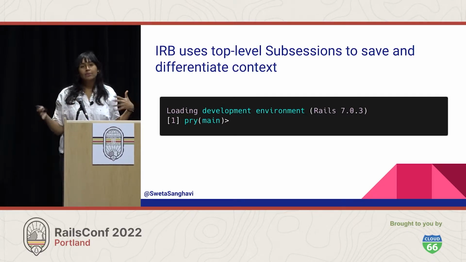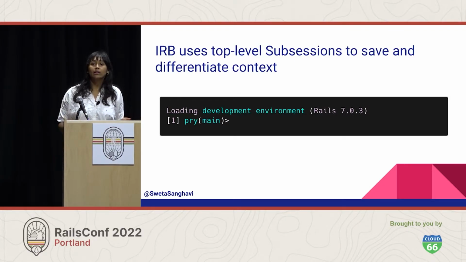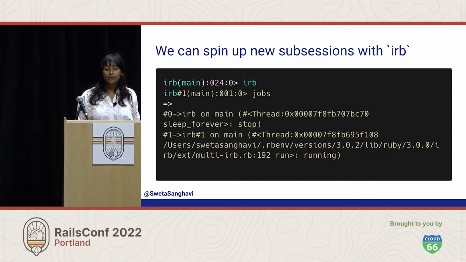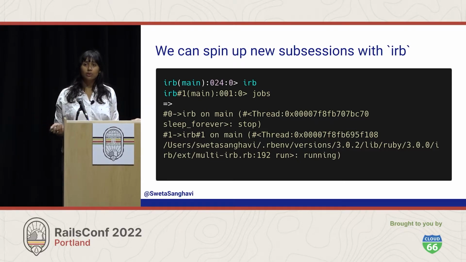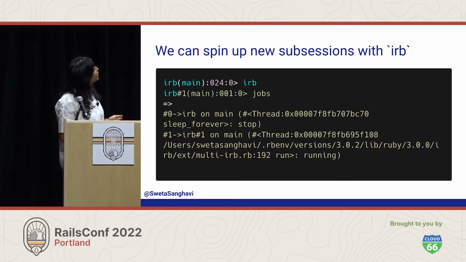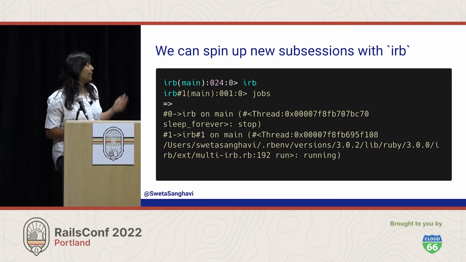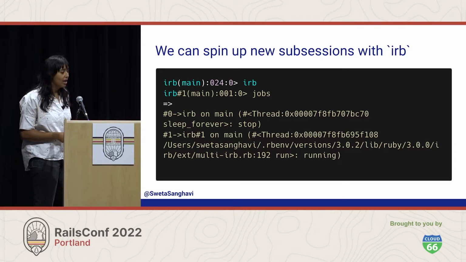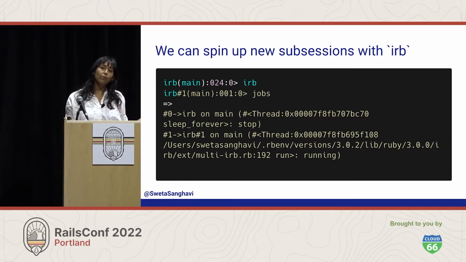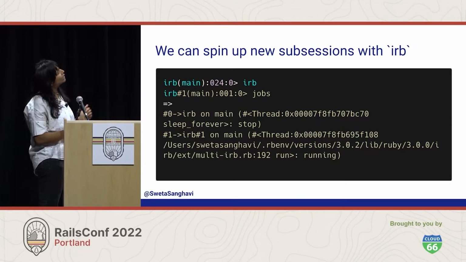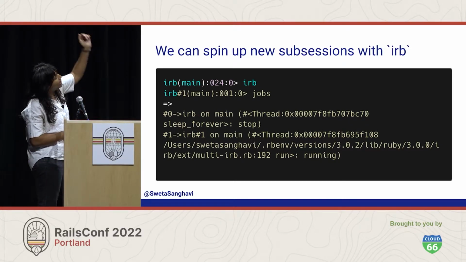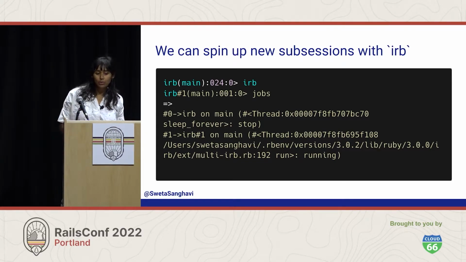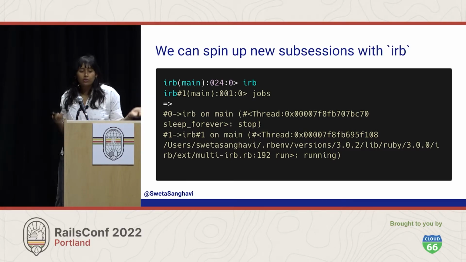Let's start playing with how subsessions work to understand more how subsessions are used to store context. We can actually use the command irb to spin up a new subsession. And you might see over here the number 1 that's come up because we're now in a new subsession 1. There's a command, jobs, that's going to output the subsessions that are in our current session of IRB. And we see that first one that we started off with, the 0, and we have subsession 1 as well. Okay, cool, so we've got 2 subsessions.